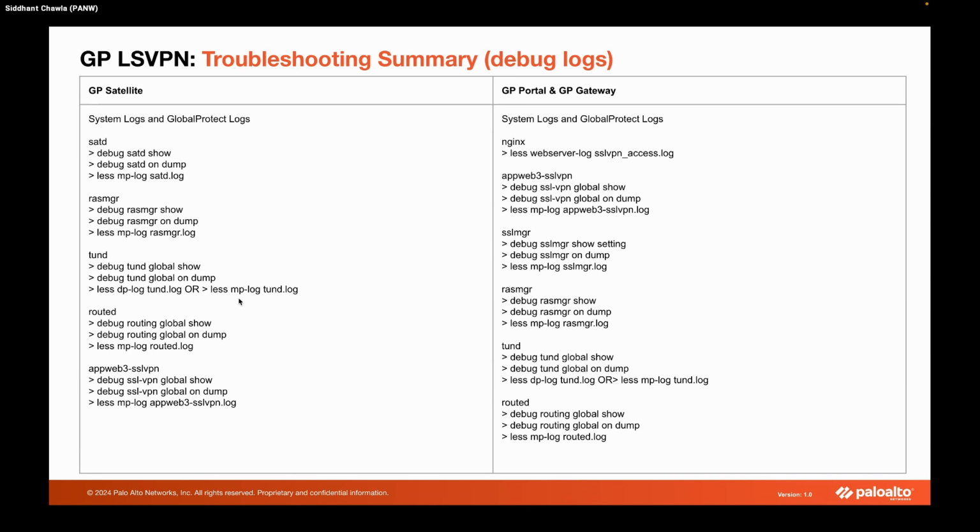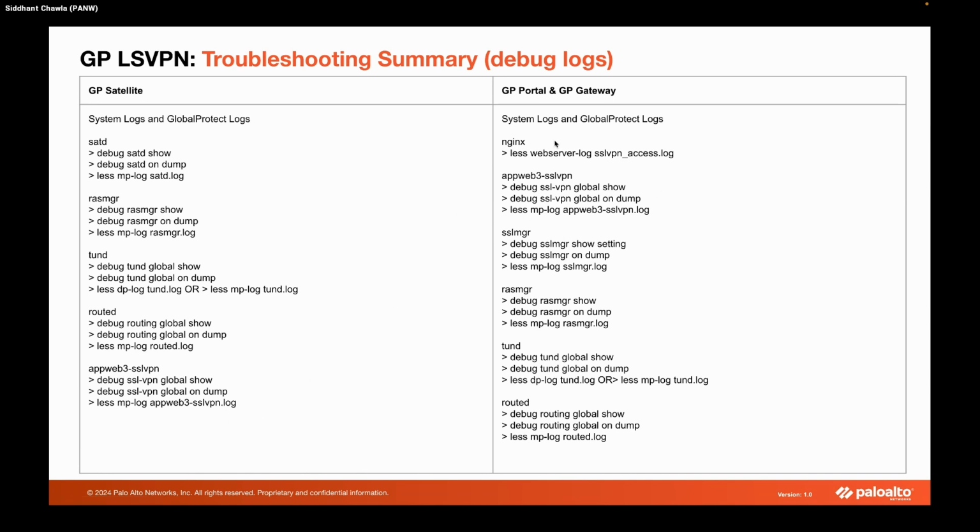If you don't have a DP, less mp-log tund.log. For routed, you can run a debug on routed log, and to review, less mp-log routed.log. For appweb3 SSL VPN, if you're running a debug, debug sslvpn global on, dump, and less mp-log appweb3-sslvpn.log to review the log.